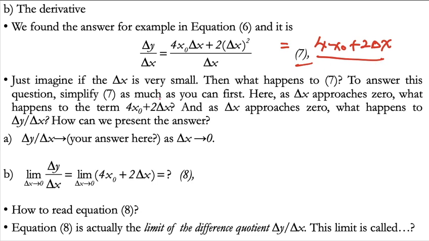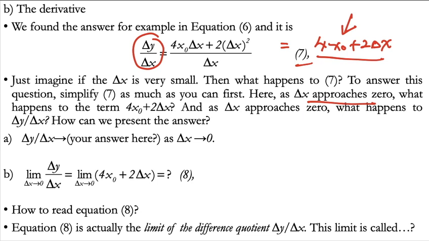Now, if change in x is very, very small, then we can say that change in x approaches 0. So if change in x becomes very, very small or infinitesimal or approaches 0, then the question is what happens to this term? As change in x approaches 0, what happens to the whole thing here? What happens to the difference quotient? So how can we present the answer?